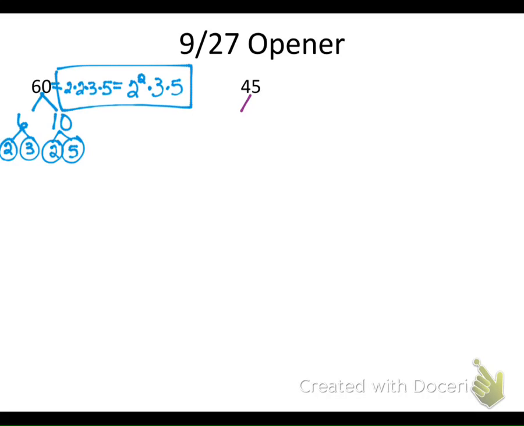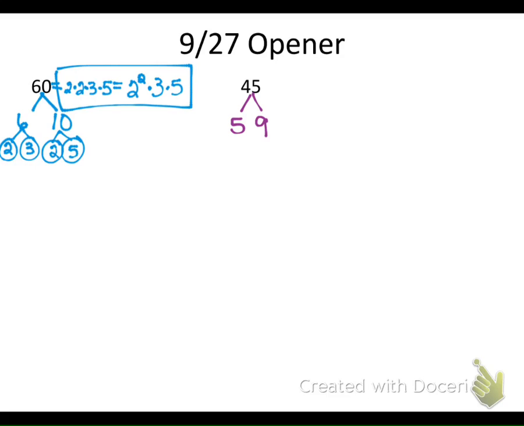5 and 9. Because 45 only has how many factors altogether? Not 2, because that would mean it's prime. Well, 5 and 9 are a factor, right? Then what other numbers are a factor of 45? What number is a factor of every number? 1, and then the number 45 itself. So this one only has 4 factors.